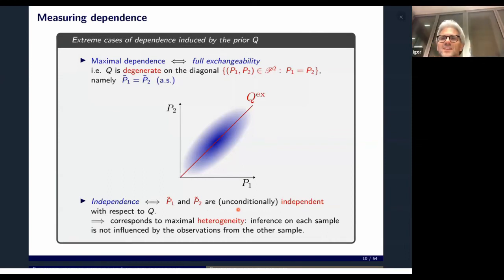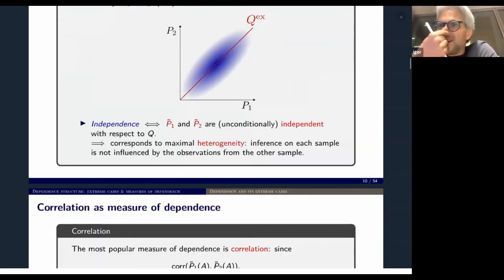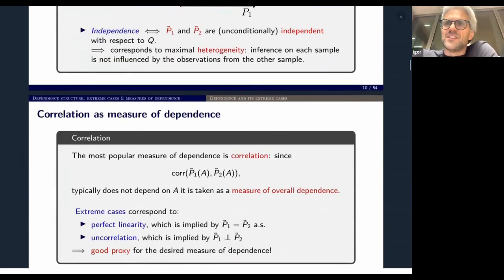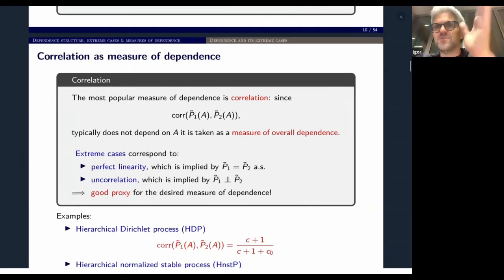Okay, in that case, you model the two random probability measures as unconditionally independent, and then you're back again in some sense to the exchangeable case, and you can analyze each of them separately. Okay, because there's no gain in terms of inference from putting them together. So that's the maximal heterogeneity. Good, so those are the two extreme cases, which totally make sense. That's what one would expect, but it's good to pin them down.